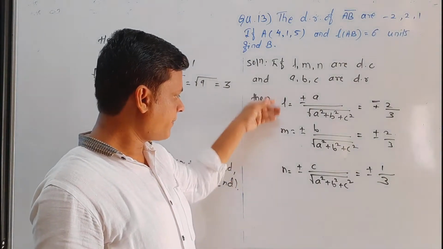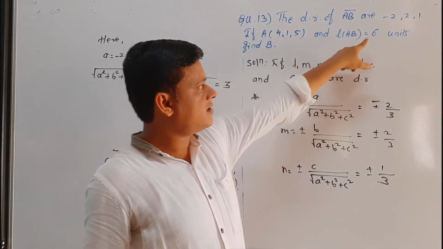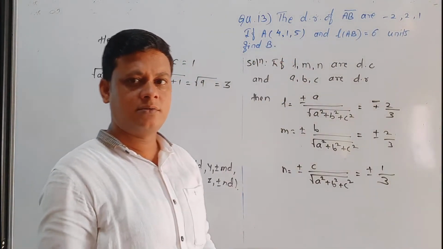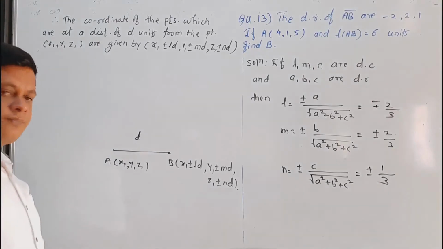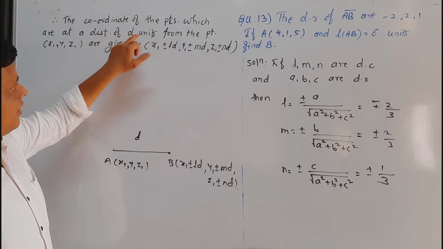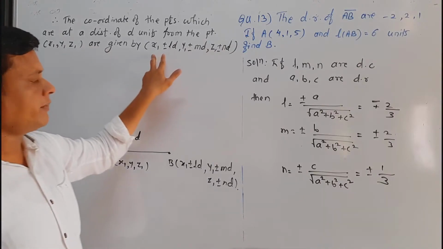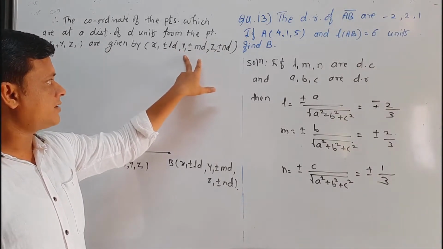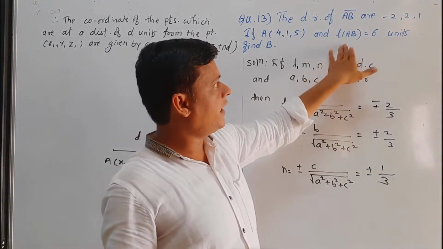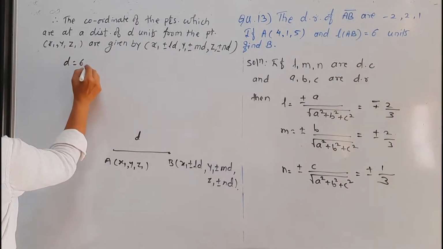Now we have to find the coordinate of the point which is at a distance 6 units from this point A. So we write here the coordinates of the points which are at a distance of d units from the point x1, y1, z1 are given by x1 plus or minus ld, y1 plus or minus md, z1 plus or minus nd. Now we have the value of d, length of AB equals 6. So here d is equal to 6.